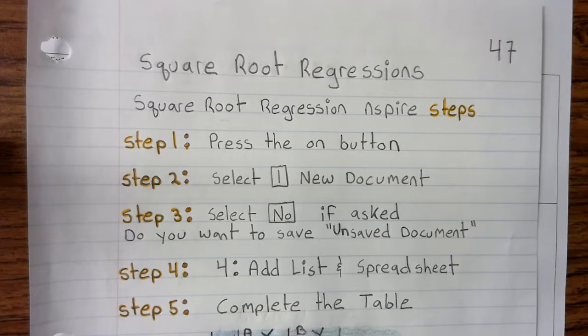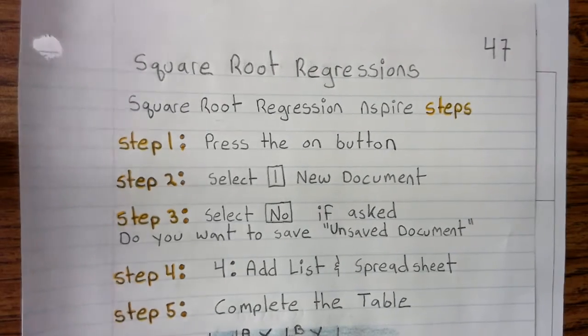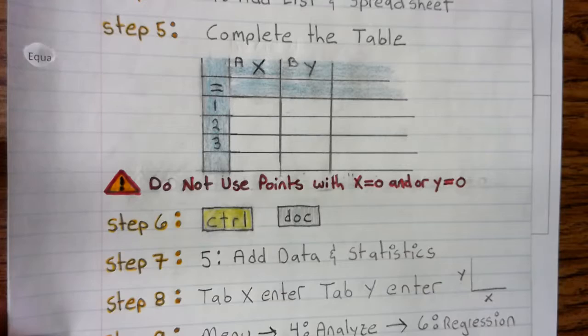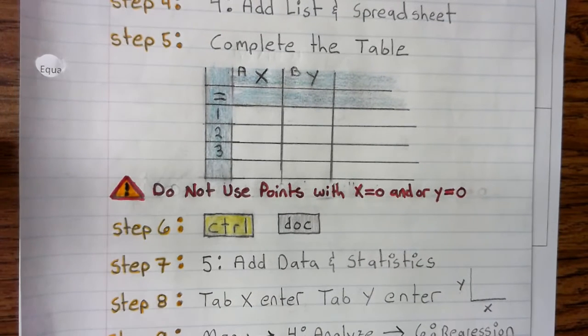All right, now let's move on to steps 5 through 8. Step 5, complete the table. A little warning note, do not use points with x equals 0 or y equals 0. Step 6, press Control Doc. Step 7, press 5, Add Data and Statistics. Step 8, press Tab, X, enter, press Tab, Y, enter. And remember, X is on the bottom, Y should be on the left.